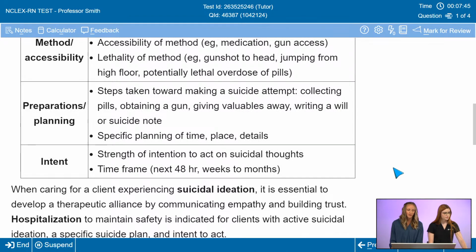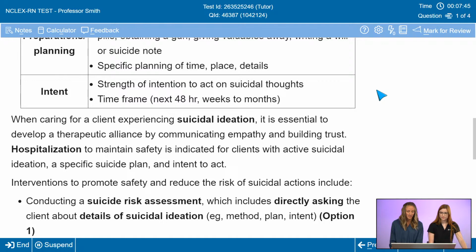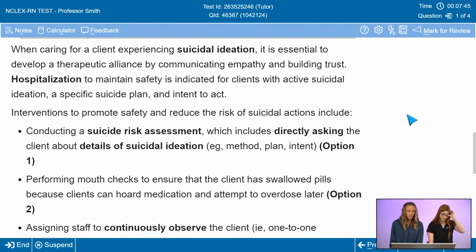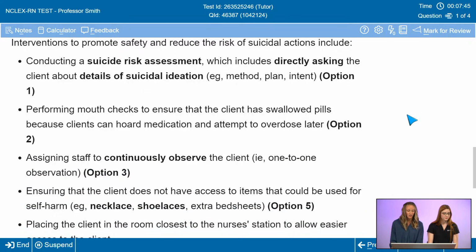It's really important to question which of these things the client has when they're experiencing suicidal ideation, as a client with active suicidal ideation needs to be hospitalized for their safety. Like we talked about, conducting a suicide risk assessment, which includes directly asking the client about details of their suicidal ideation, is important.